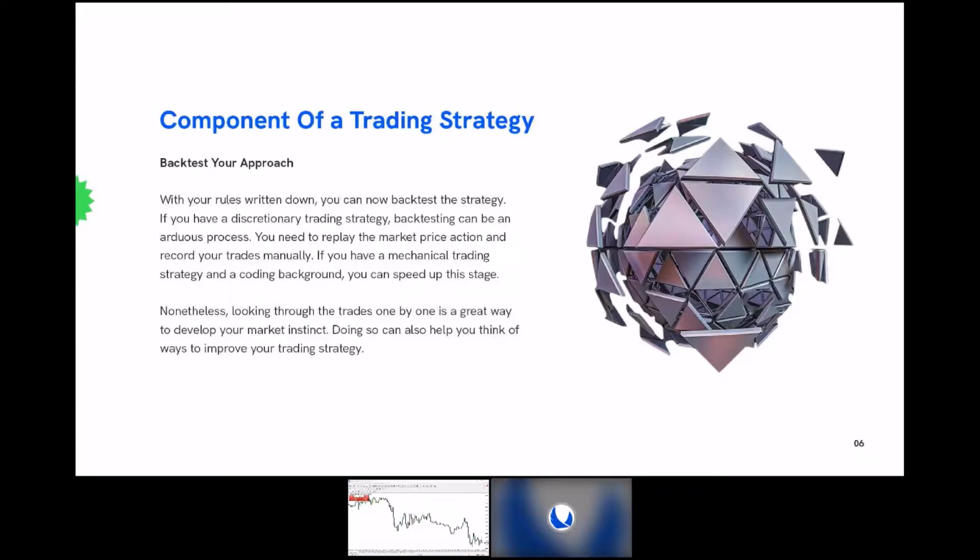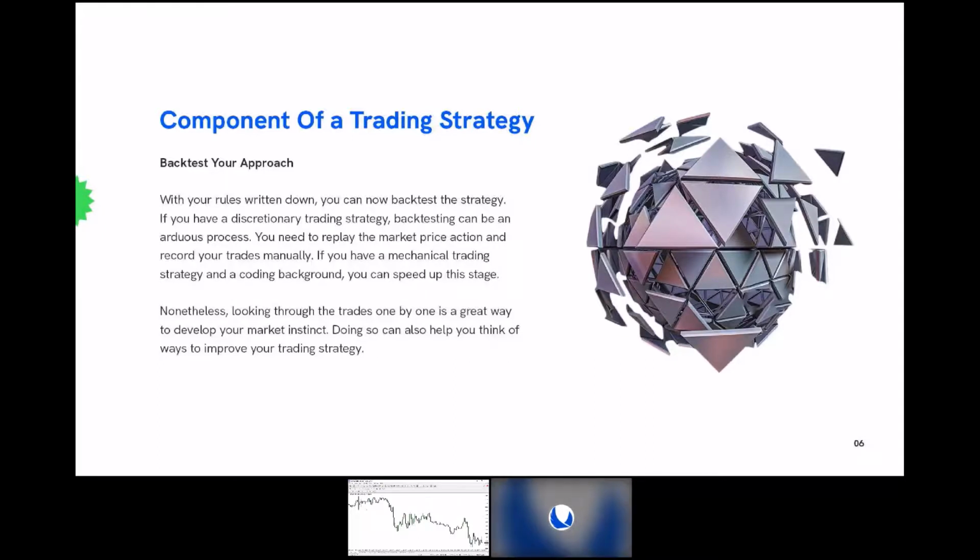But nothing beats a do-it-yourself method. Do your backtesting yourself. Don't let a machine do it for you. A machine will pick what you tell it to pick. You will miss out a few details that you would basically see with your eyes. Look through the trades one by one.